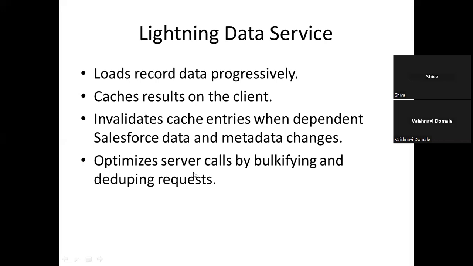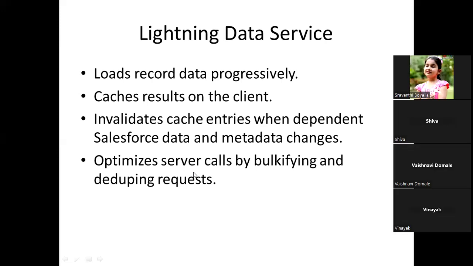It should do caching by default. And whenever the cache is outdated, at that time itself it should update. It should not be that I need to check every time whether the cache is outdated or not. There should be some default mechanism as well. So that's why we use Lightning Data Service.